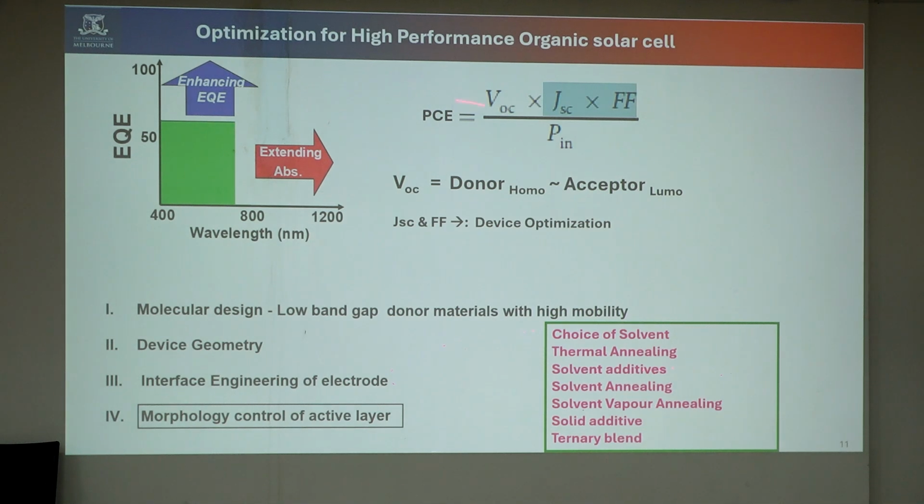And also, as I said yesterday, the other parameter is VOC. How can we improve the VOC? We need to maintain the energy levels. The VOC depends on the donor HOMO and the acceptor LUMO. We need to adjust that to get the right VOC. The second thing is device geometry. I am going to talk about the different device geometries available to make the devices. As I said just now, there is regular geometry and there is inverted geometry. The third one is the tandem geometry.